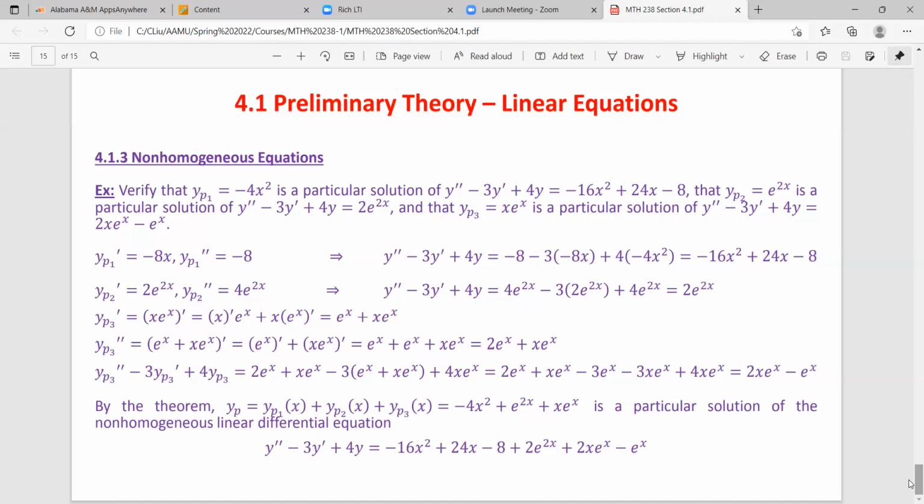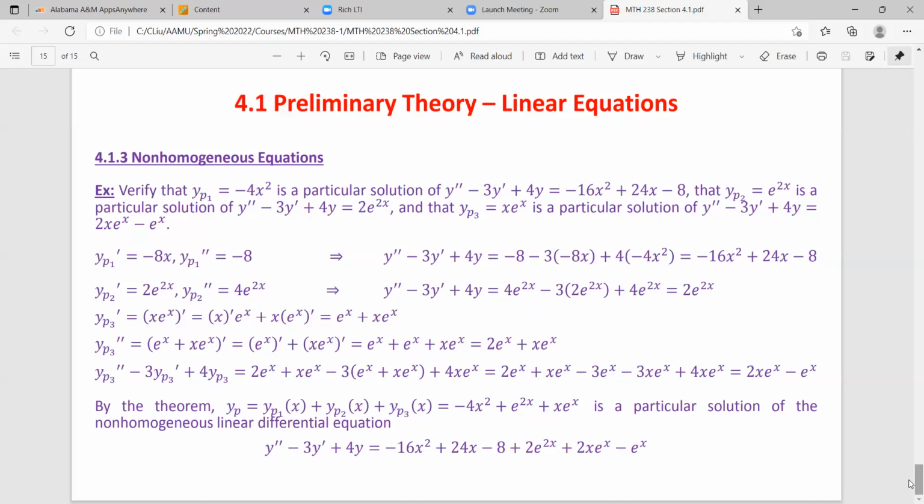So that's the first equation, and you can do a similar thing for the second equation, where YP2 is e to 2x. If you take the derivative of YP2, you are going to get the e to 2x itself times the derivative of 2x. Remember to use the chain rule, right? So the derivative of 2x is 2. So the derivative of YP2 is just 2 times e to 2x.